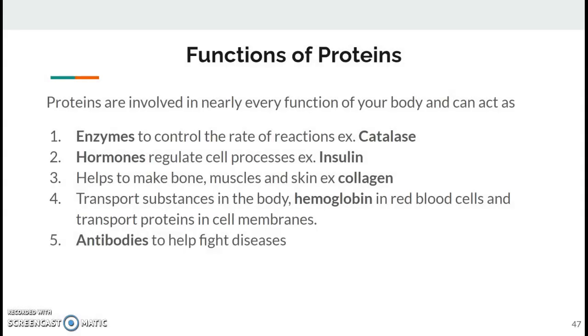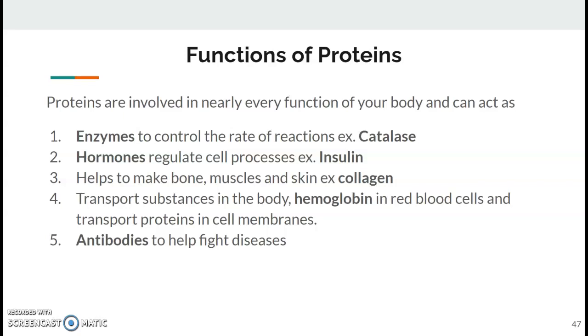Some of the functions of proteins involve they act as enzymes. They control the rate of reaction, for example, an enzyme is catalase. They act as hormones. They regulate cell processes, for example, insulin, and as we mentioned before, estrogen. They help to make bones, muscles, and skin, for example, collagen. They transport substances in the body, for example, hemoglobin, which is found in red cells, which transports oxygen, and they are a part of antibodies.